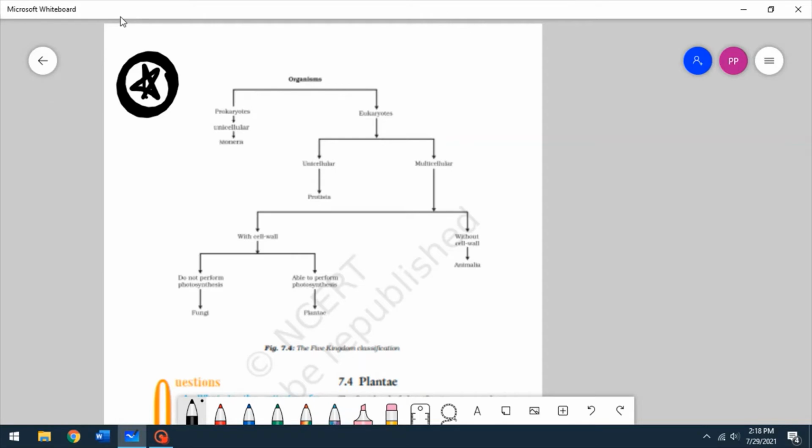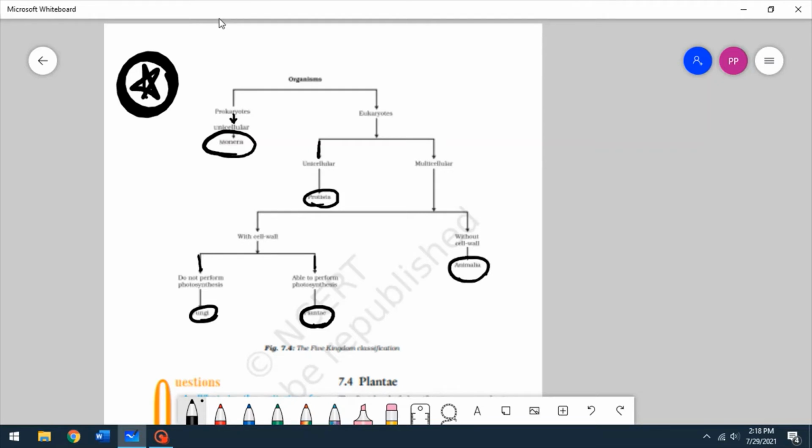flowchart. Organisms can be divided into either prokaryotes or eukaryotes. For prokaryotes, there is only unicellular. Prokaryotes cannot exist as multicellular organisms, and that would be Monera. For eukaryotes, they can be either unicellular or multicellular. So unicellular are Protista, multicellular with cell wall, without cell wall. With cell wall, if they don't perform photosynthesis, they are fungi, and if they're able to perform photosynthesis, they are Plantae, and without cell wall, Animalia.